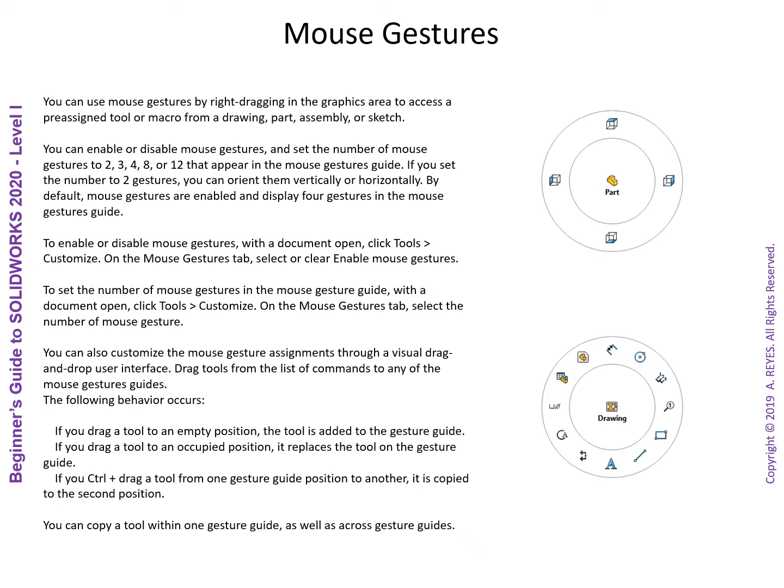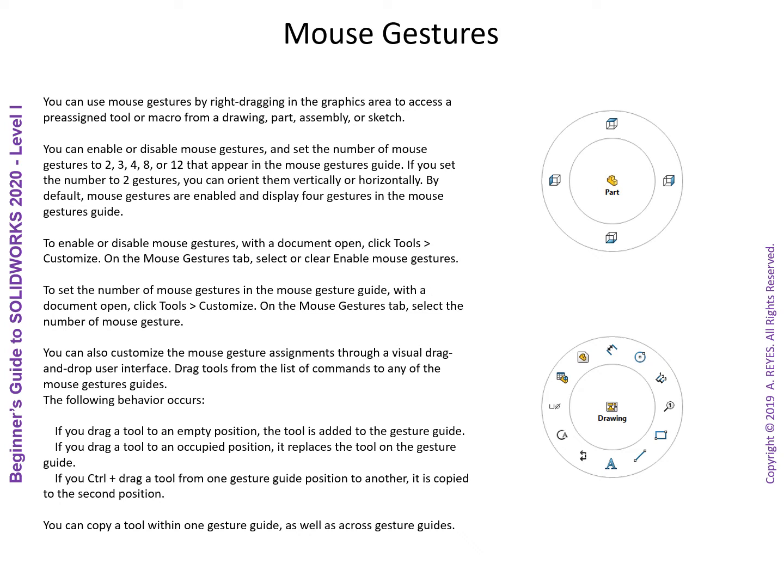You can also customize the mouse gesture assignments through a visual drag and drop user interface, so you can put the commands you actually want on the mouse gestures. Here, on the bottom one, you can see measurement, circle, linear, dimensions, rectangle, line, text, all the commands that they probably use more often.